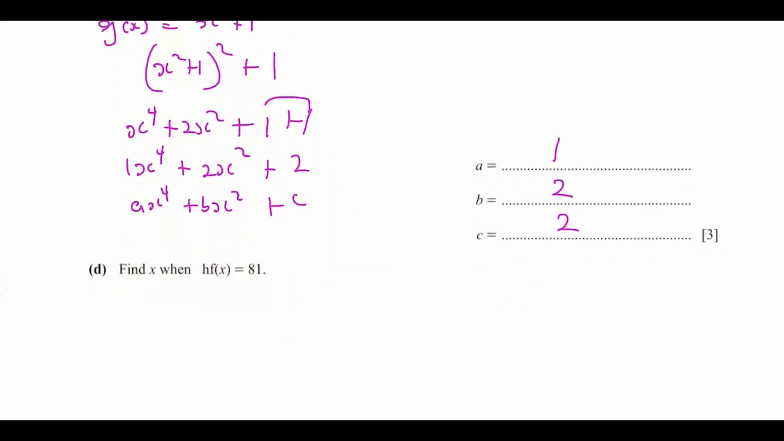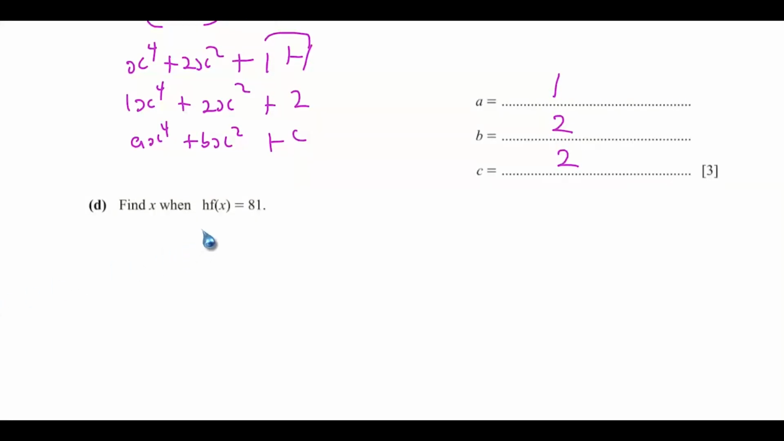Part D, find x when hf of x equals 81. So the first thing you need to do is to get hf of x. So we already know the value of h of x and f of x. So what we need to do is to pass in f of x into h of x. That is, anywhere you see x in h of x, you pass in f of x.